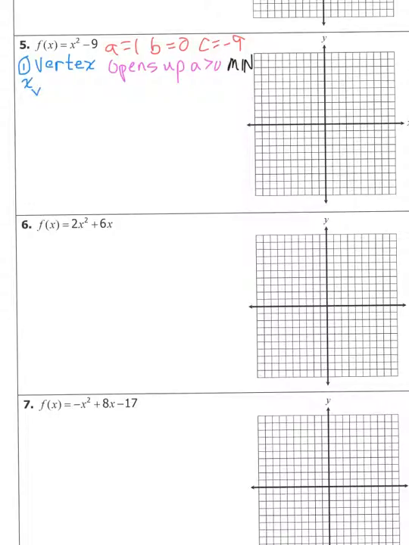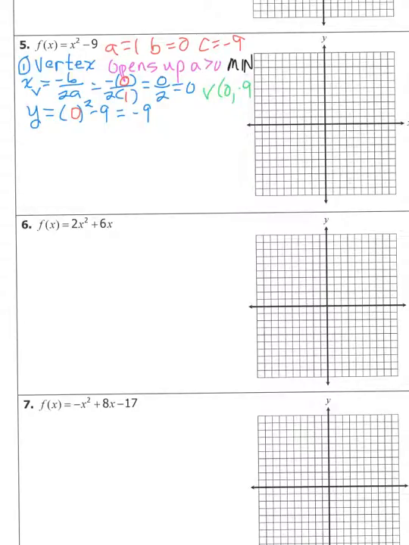So the x value of the vertex is the opposite of b over 2a. All right, so b is 0 and a is 1. So the opposite of 0 is still 0. 2 times 1 is 2. 0 divided by anything is 0. So then your y value, we're going to plug that 0 in here. 0 squared is 0, minus 9 is negative 9. So your vertex is (0, -9), which actually ends up being your y-intercept. So let's plot that.